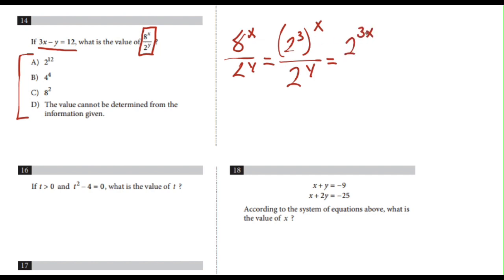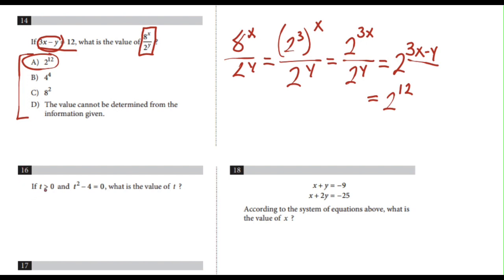So this will become 2 to the power of 3x over 2 to the power of y. When you have two terms that have the same base that are dividing, the exponents you can set up as subtraction. So 2 to the power of 3x divided by 2 to the power of y is the same as 2 to the power of 3x minus y. This is where the equation in the beginning comes into play now. They tell us that 3x minus y equals 12. So instead of 2 to the power of 3x minus y, it's going to be 2 to the power of 12, or answer choice A.